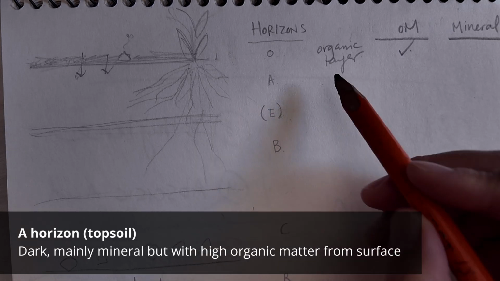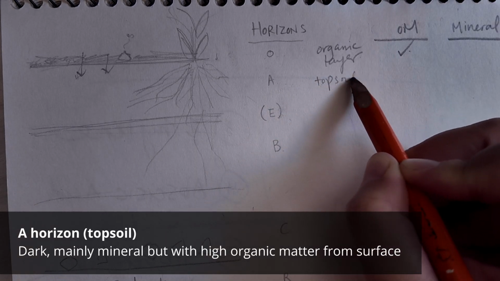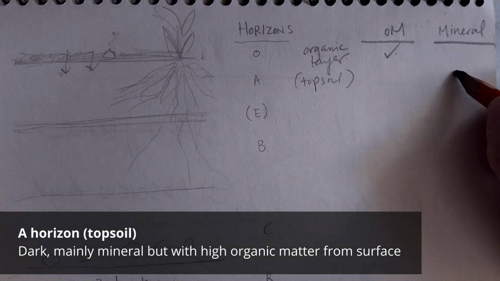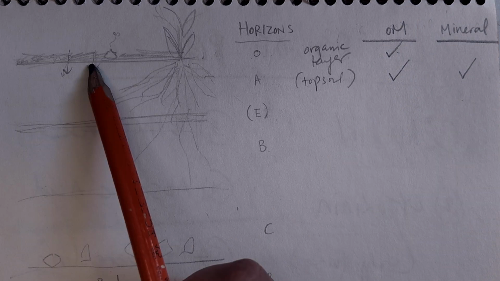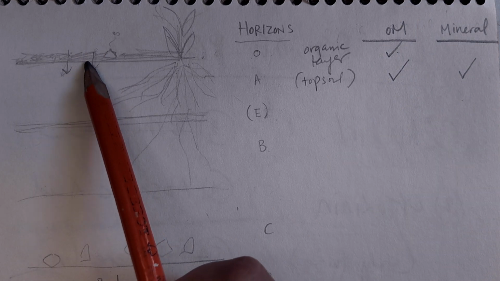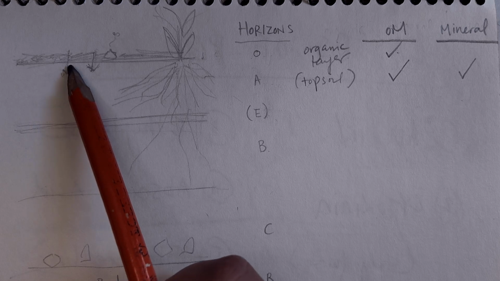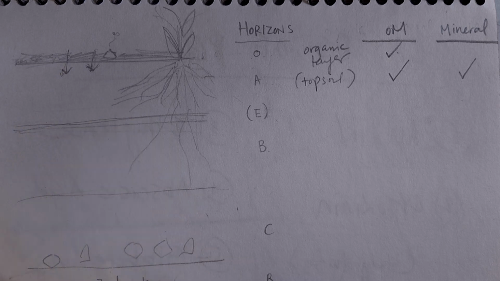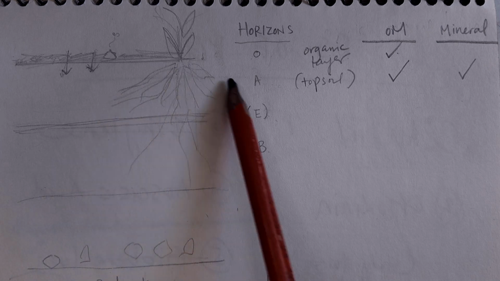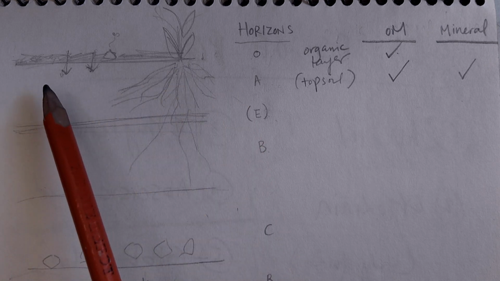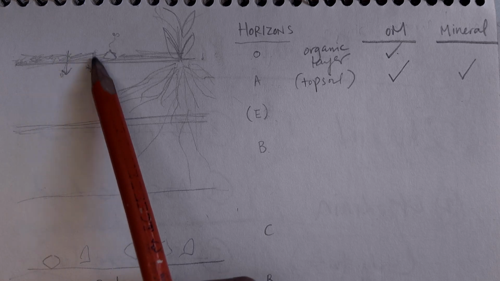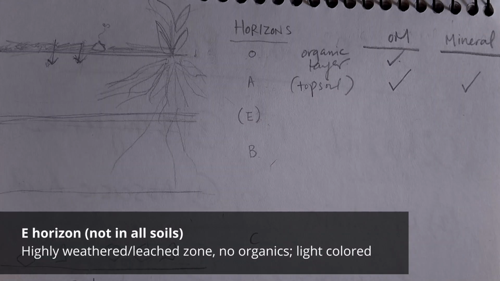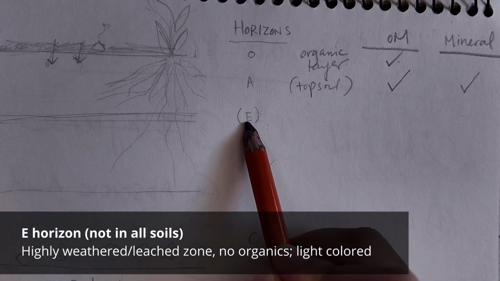This is also known as the topsoil. The A horizon is mainly mineral, but it's also got a lot of organic matter from the surface, from the O layer, where earthworms and rainfall or watering has pulled that organic matter down. Because of that, the A horizon tends to be darker in color. The quality of the A horizon is important because this is where most of the root growth occurs. And if the water is able to enter the soil and drain and move properly, it really promotes the development of the soil. The next layer down is the E horizon.